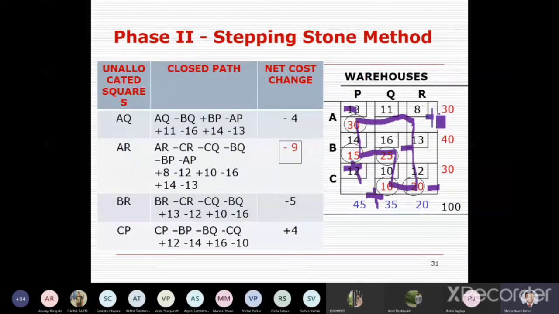Now here I want to add some units at AR, but how many units? For that, I have to check at the negative corners what the minimum units are. At this negative corner it is 20. At this negative corner, I have 25. At BQ, another negative corner AP, I have 30 units. I have to compare these: 30 units, 25 units, and 20 units. Wherever the minimum units are, those units you have to shift.